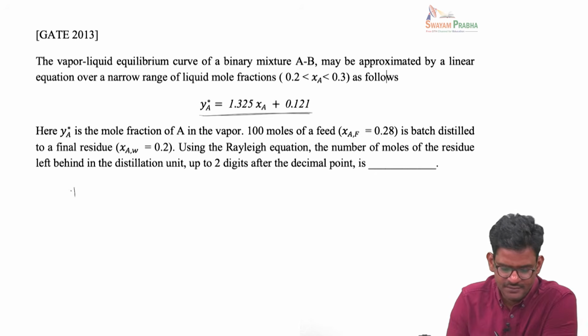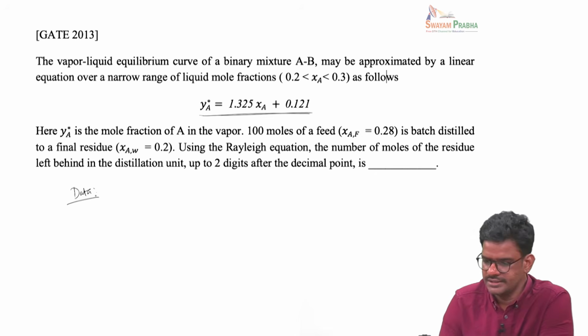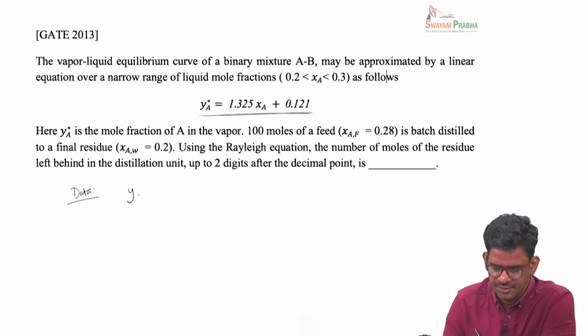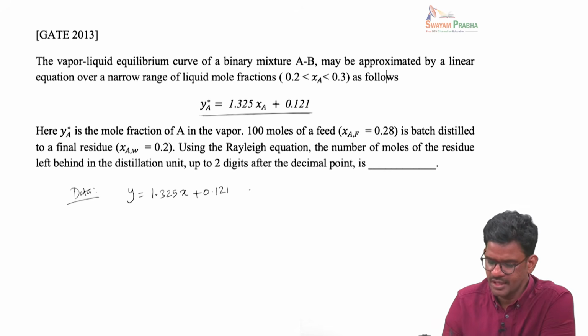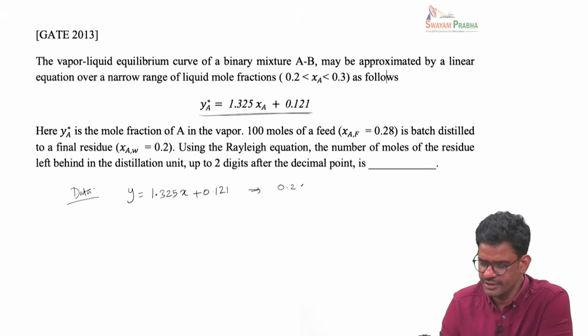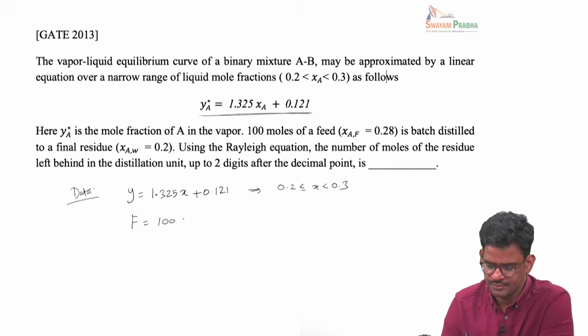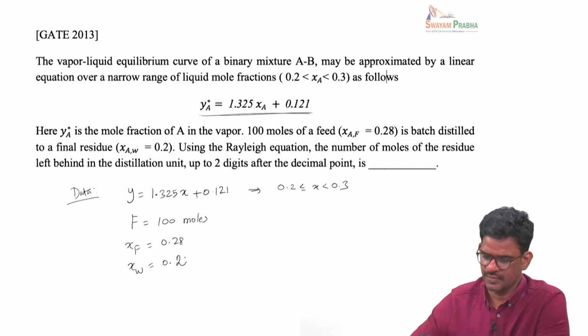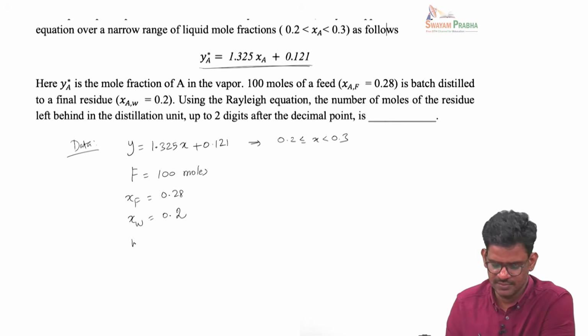So, again the data given is that first of all the equilibrium line is given, 1.325 x plus 0.121, and this is only valid in the range 0.2 to 0.3, and F is 100 moles. The feed XF is 0.28 and XW is 0.2, and we need to find W.